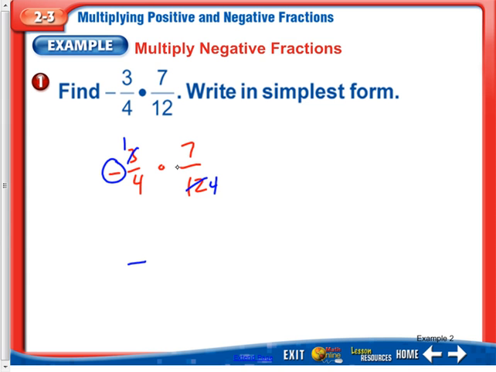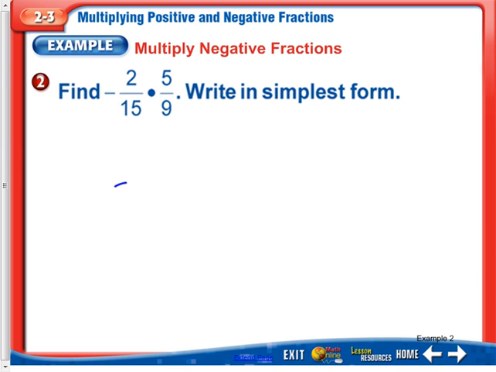All right, I can't simplify anything else, so 1 times 7 is 7. 4 times 4 is 16. And I can't simplify that, so negative 7/16 will be my answer. So it's pretty quick and easy to multiply fractions. It's just helpful to simplify your numerators and denominators before you multiply, so you work with smaller numbers and you already get it in simplest form.